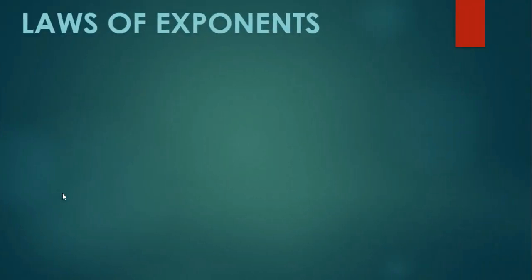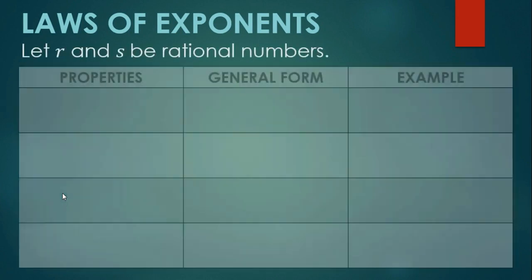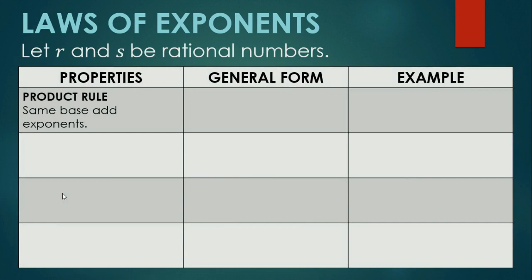Also, let's have a recap on the different laws of exponents. Let R and S be rational numbers. First law, product rule, same base add exponents. So yung formula niya, a raised to r times a raised to s is equal to a raised to r plus s. Meaning, kapag magkapareho sila ng base, we add their exponents. We simply add their exponents. Example, x raised to 5 times x raised to 3 is equal to x raised to 5 plus 3, or x raised to 8. Same yung base, so pinag-add yung exponents.